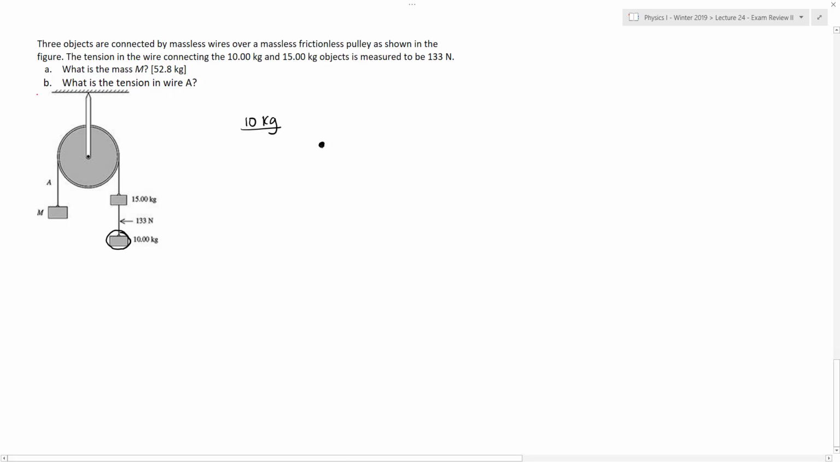So what forces are acting on it? We have a force of gravity, and I'll just calculate that force right now. Its mass, so 10 times 9.8, would be 98 newtons. And we have a force of tension. The question tells us that the force of tension is 133 newtons. Maybe I'll call this one T1 over here. So we know all the forces acting on this object, then we'd be able to find the acceleration. So let's write F net equals ma.